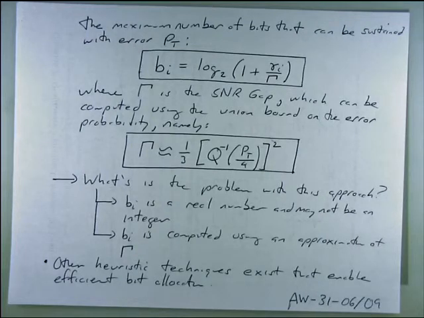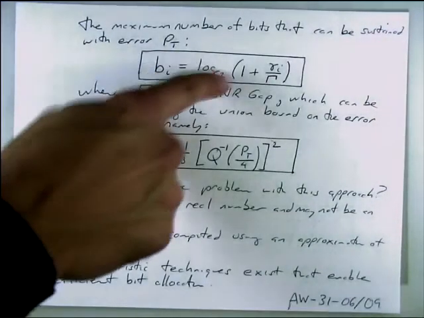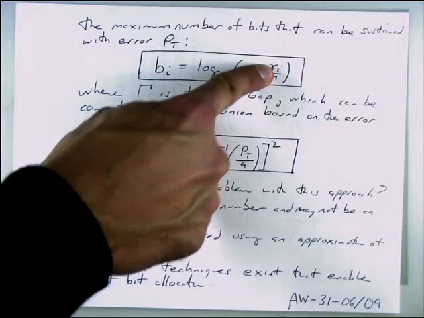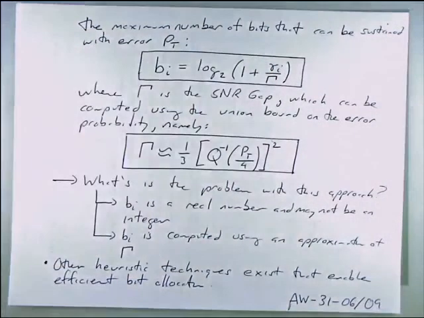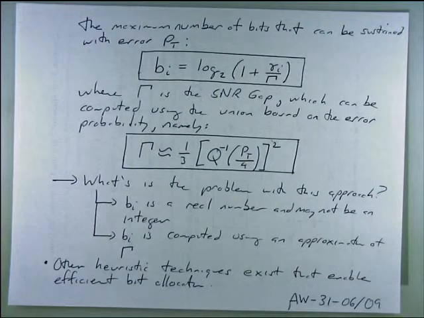So the equation on top here: b_i is equal to log 2 of 1 plus the signal-to-noise ratio on the ith subcarrier divided by big gamma. Big gamma is that SNR gap between the optimal Shannon capacity limit and whatever modulation scheme you're using. You might wonder where he got gamma theoretically. He took the union bound on the error probability. Every modulation scheme is different. If you're using QAM, PAM, QPSK, one-dimensional or two-dimensional, you're going to have to come up with a different fudge factor.